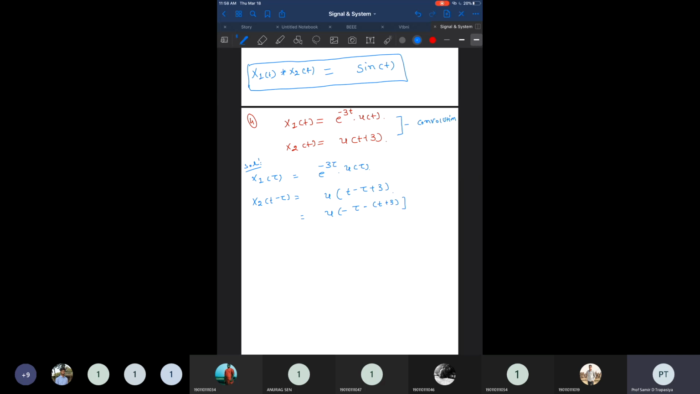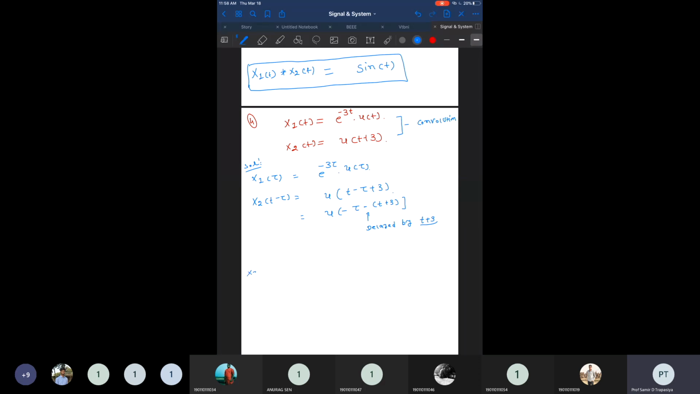So it indicates a minus tau. This is a delay, right? Minus tau is delayed by some amount, and that amount is t plus 3, right? This is very important. Later on we will see the significance of this one.